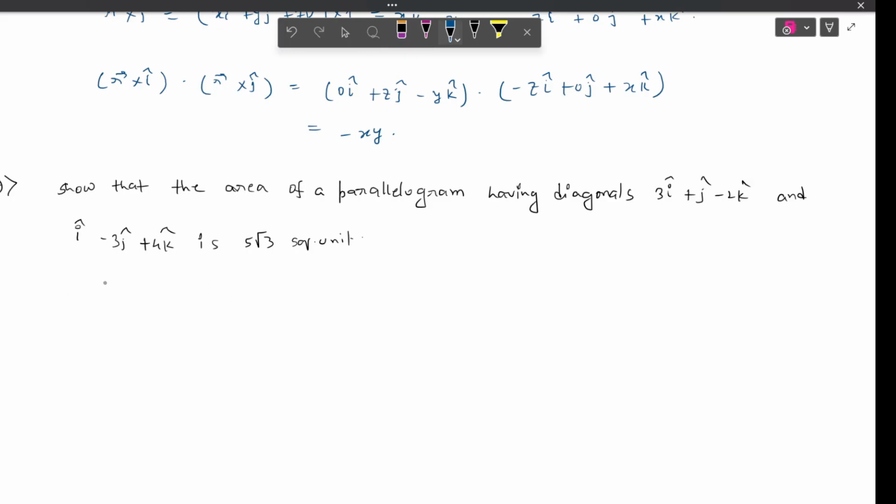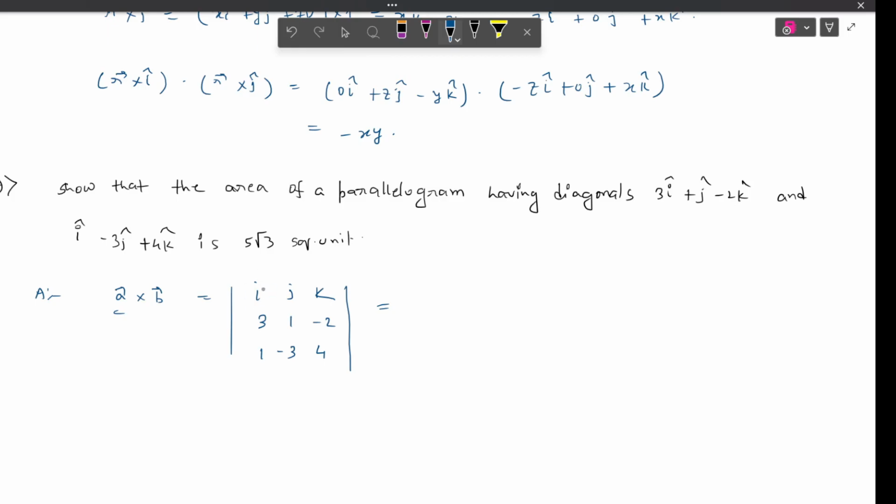Just now we have seen that area of parallelogram when the diagonals are given, we can find it by cross multiplying the vectors a cross b. So this is I j k. Then we have to write down the components of a first, 3 1 minus 2, and then b, that is 1 minus 3 4. So let us find out. Let us expand along the first row.